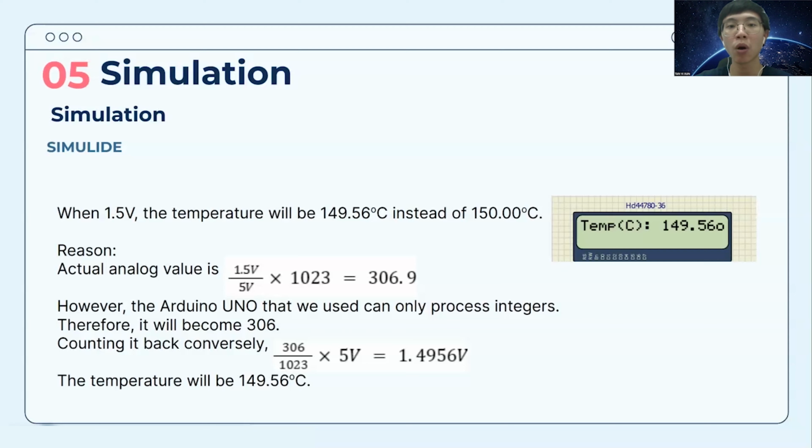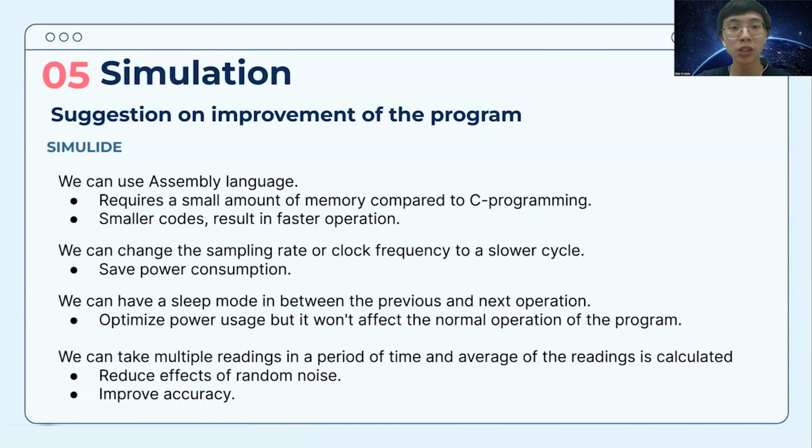If you notice, at 1.5 volts, the temperature will be 149.56 degrees Celsius instead of 150 degrees Celsius. This is because Arduino can only process integers. Also, there are some improvements that can be done. We can use assembly language. It only requires a small amount of memory compared to C programming. Besides that, this language has smaller code resulting in faster operation, which is more suitable for our program.